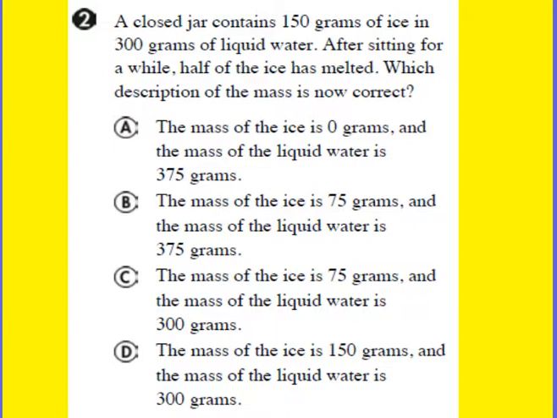The mass of the ice is 0 grams and the mass of the liquid water is 375 grams. The mass of the ice is 75 grams and the mass of the liquid water is 375. The mass of the ice is 75 grams and the mass of the liquid water is 300 grams. The mass of the ice is 150 grams and the mass of the liquid water is 300 grams.